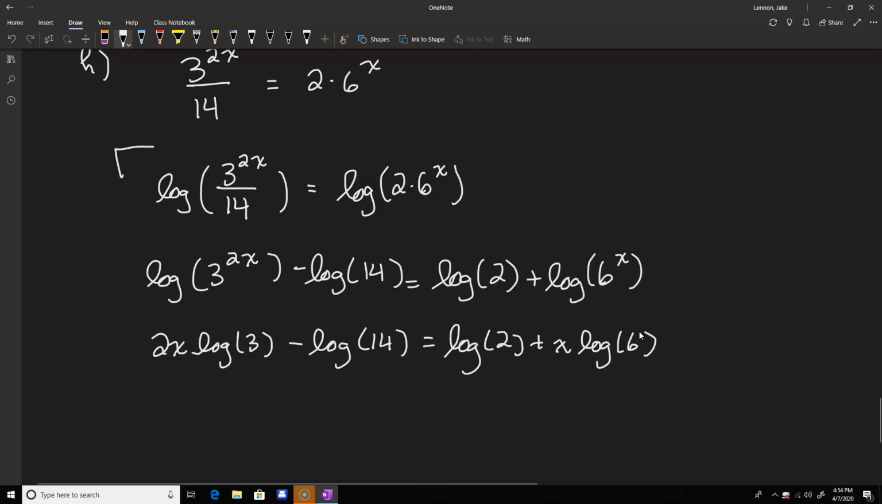And then we can go to our calculator. So first we want to put in 2 times the log of 3. So that comes out to 0.954x minus the log of 14, which is 1.146. And then we have the log of 2, which is 0.301, plus the log of 6 times x, so 0.778x.